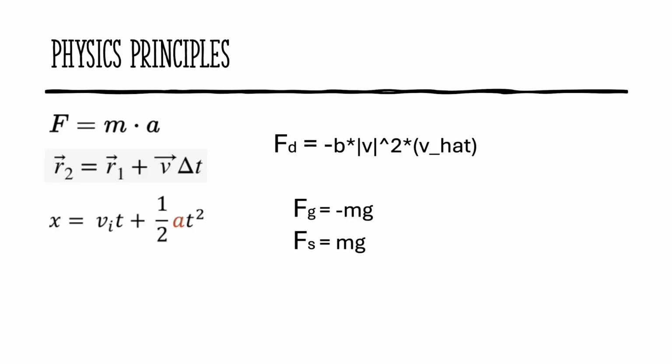Some physics problems and principles used in this lab were from Newton's second law, force equals mass times acceleration, or the change in momentum over the change in time. The position update formula was used when plotting the position of the slinky, and the velocity update formula was also used. The force of drag was used for after the slinky started to fall, and it is listed above. Also, the force of gravity and the force of the spring.